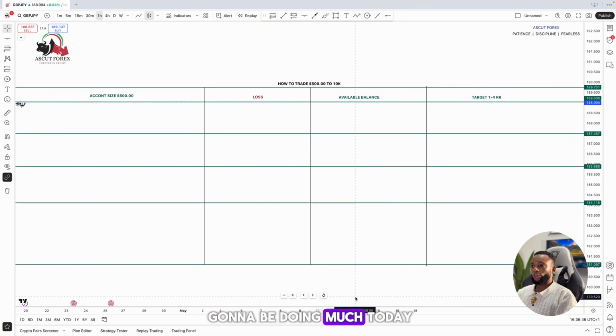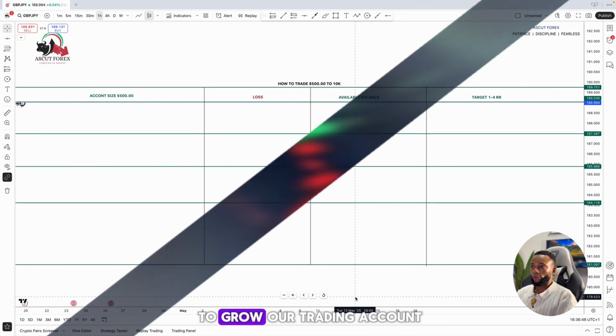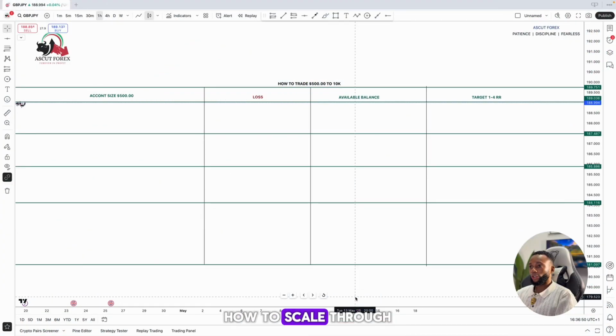So we're not going to be doing much today. We're talking about how to grow our trading account, how to scale through, because a lot of people have this impression that without a bigger account, they can't trade. More like if they don't have up to 10k, 50k, 100k, 20k, 5k, they can't trade. No, absolutely wrong. You can even trade $100 to any amount of money. But today we're just going to start from $500 to 10k, how to trade a $500 account to $10,000.